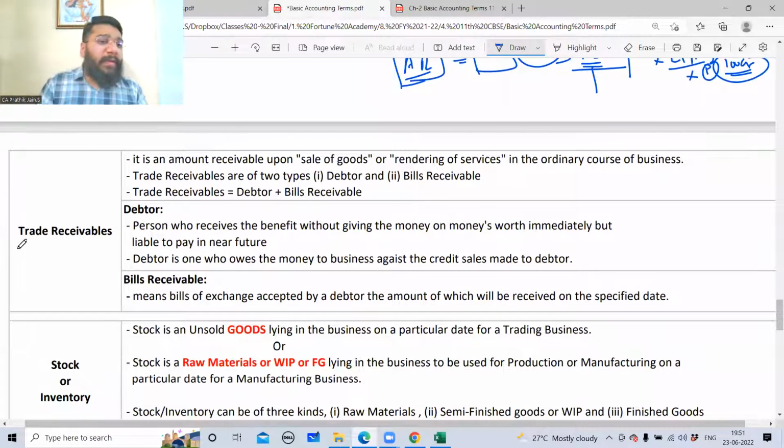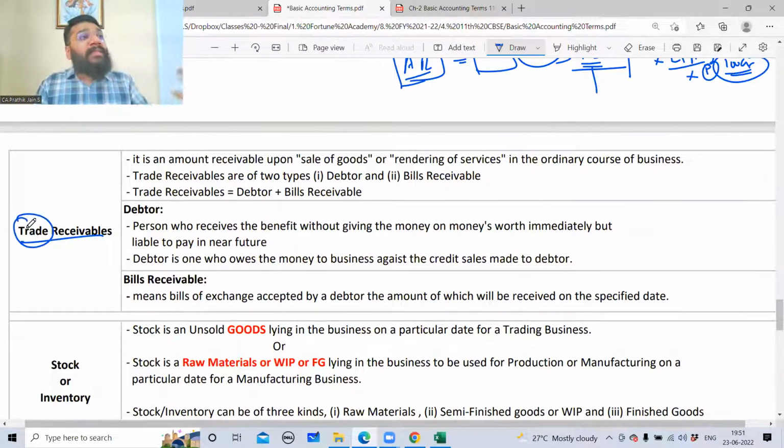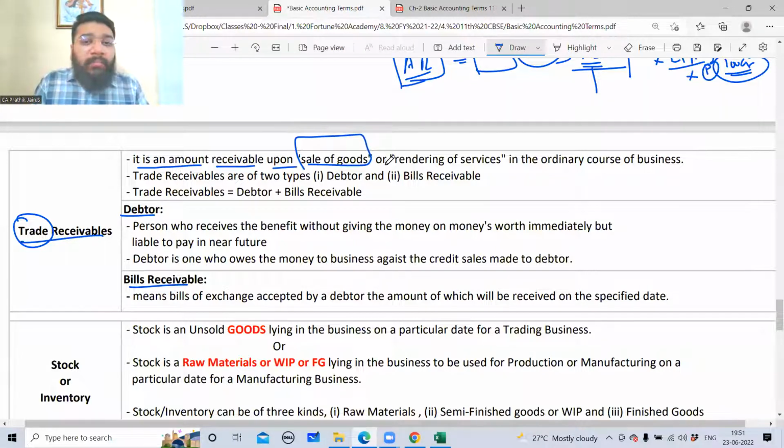Next is trade receivable. Trade means what? Business. Something which is receivable in the course of business is called a trade receivable. Two examples: debtor and bills receivable. Trade receivable is an amount receivable upon sale of goods or by rendering of services.